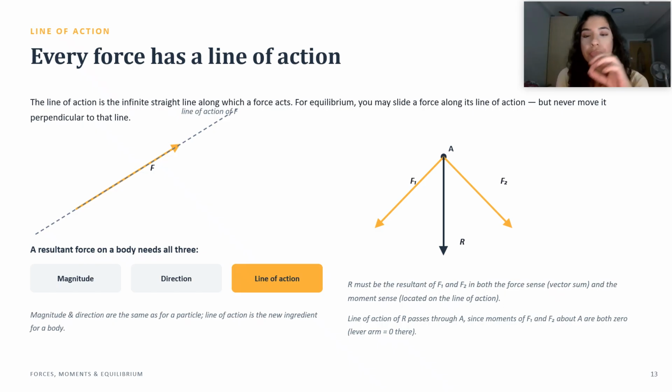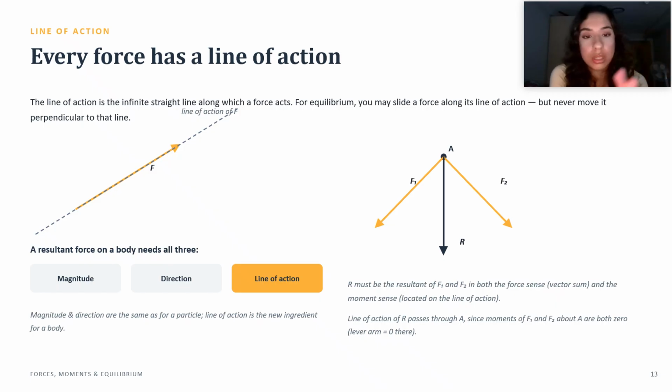Anyways, so now we are going to talk more about line of action. I have mentioned it a couple of times in this video now, so let's actually understand what it is. It's actually very simple, but most people complicate it. It's just a straight line that goes through the force that is acting, and it's an infinite line. It doesn't have a distance. It just shows you where the force is acting.